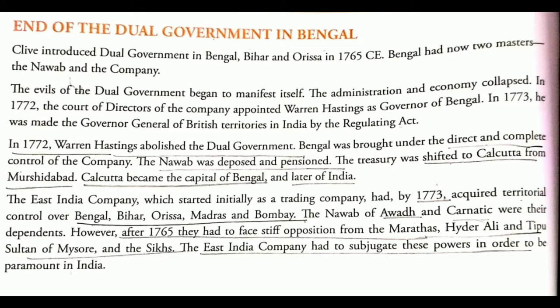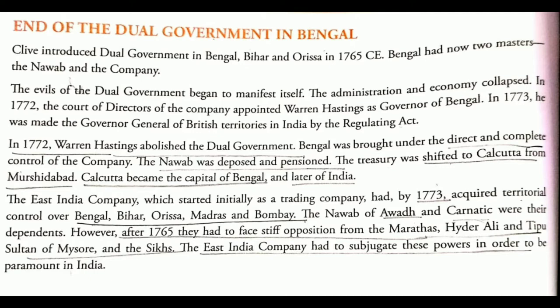Then the East India Company, which started initially as a trading company, had by 1773 acquired territorial control over Bengal, Bihar and Orissa, Madras and Bombay. So now two more places were added by 1773. Earlier Bengal, Bihar and Orissa were already in the hands of the British. So Madras and Bombay were also added to the East India Company. The Nawab of Awadh and Carnatic were their dependents.